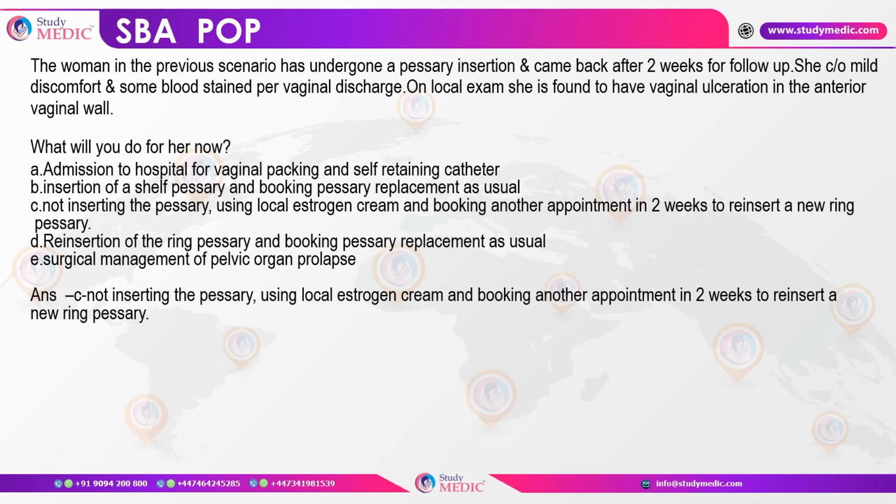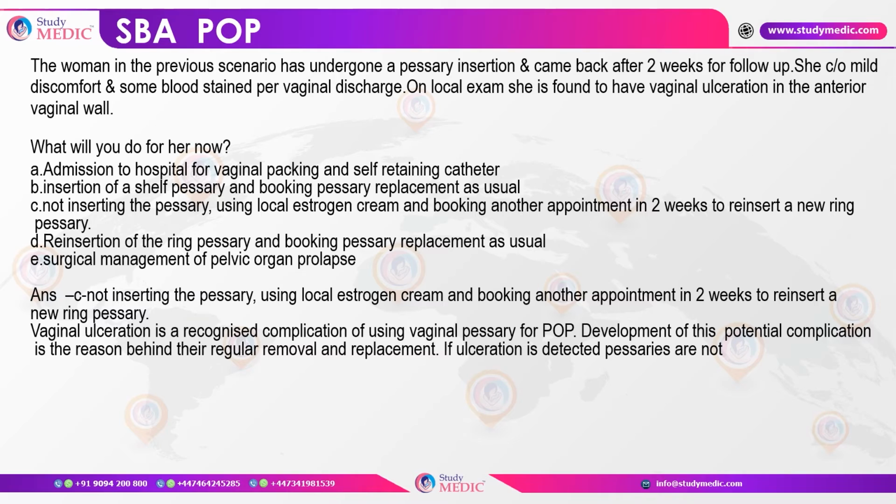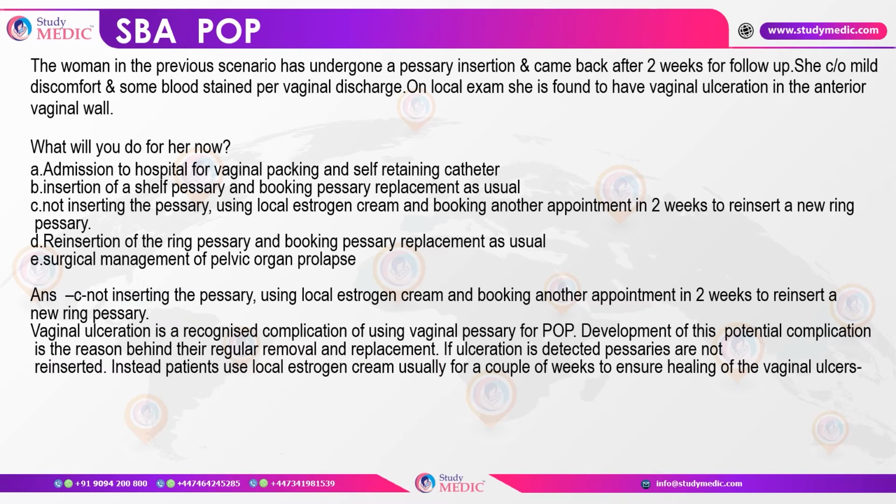So, you will not insert the pessary for her now. You will use local estrogen cream and book another appointment in 2 weeks to reinsert a new ring pessary. Remember that vaginal ulceration is a very recognized complication of using a pessary. Whenever you find vaginal ulceration, do not reinsert the pessary. Any sign of infection or any vaginal ulceration, reinsertion of the pessary is not advocated.